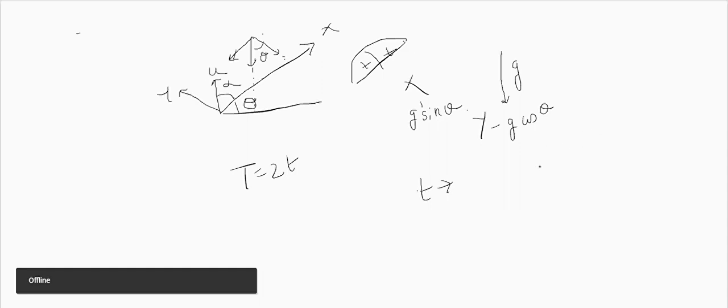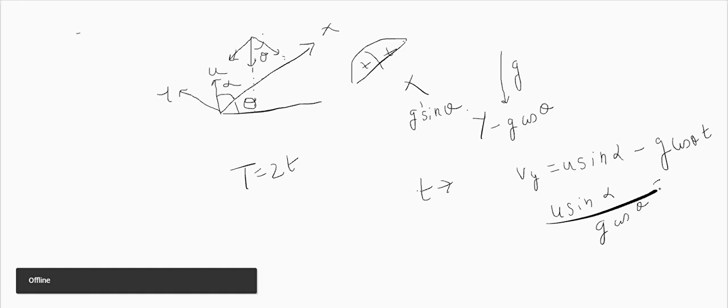So we can write Vy equals u sin alpha minus g cos theta into t, in the vertical direction. So Vy will be 0, so u sin alpha divided by g cos theta is the time. So twice of t will give the time of flight: 2u sin alpha divided by g cos theta.